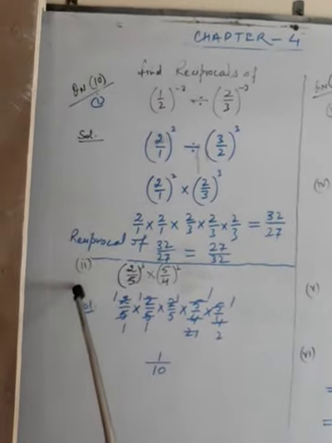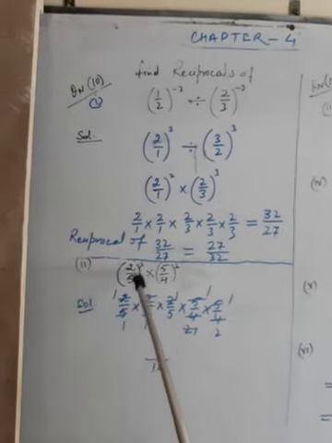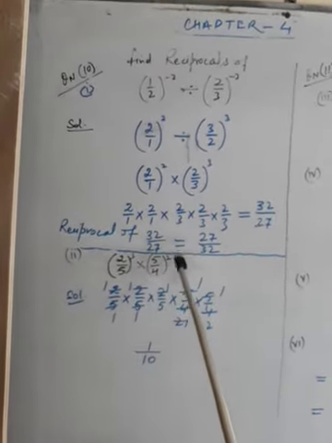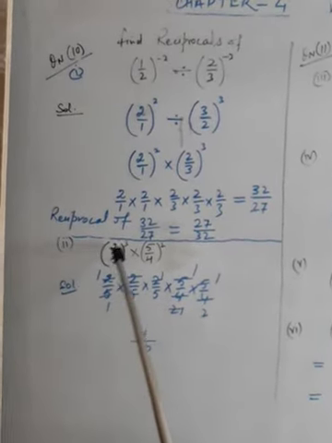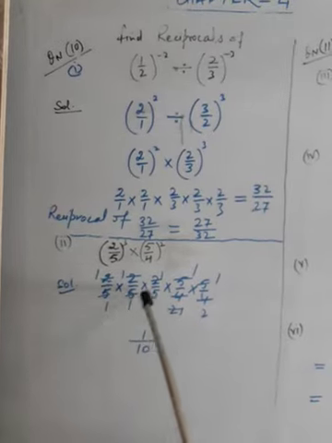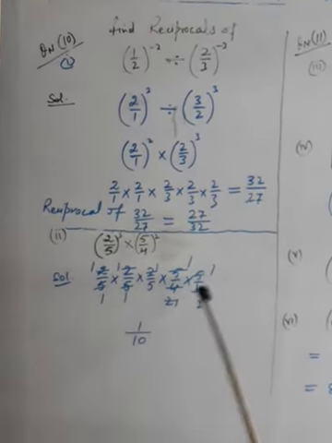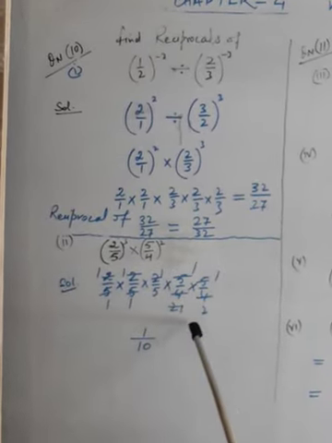Similarly, you can see the second part of your question number 10. So in the second part, what do you have to do? 2 over 5 to the power 3 into 5 over 4 to the power 2. Already positive exponents are there. Simply you have to open these exponents and find the answer. So 2 over 5 to the power 3, write 2 over 5 three times. Then 5 over 4 to the power 2 is there, write 5 over 4 two times. And then whatever is common between numerator and denominator, you can cancel that.